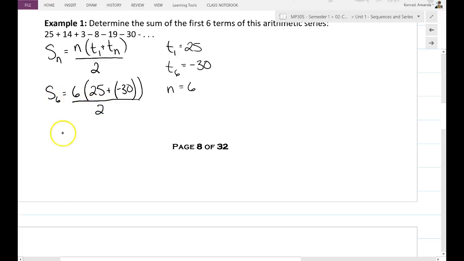and divide by 2. A couple different ways you can think about this in terms of mental math. I always like to try and reduce things whenever possible, so 6 can be divided by 2. So I'm automatically going to write that as 3 instead. 25 plus negative 30 is going to be negative 5, which means the sum of my first 6 terms in this arithmetic series is going to be negative 15. There you have it. Done and done. So let's try another example.